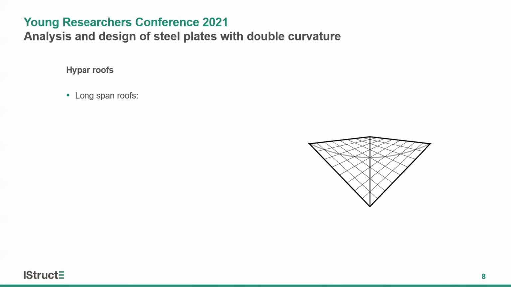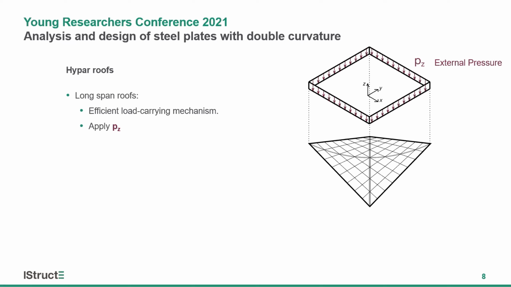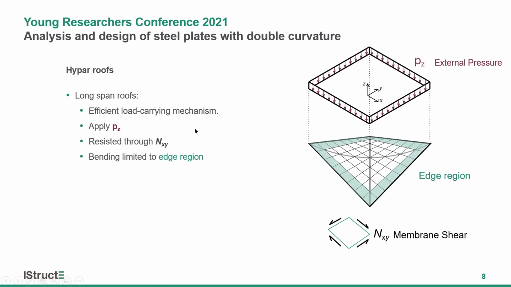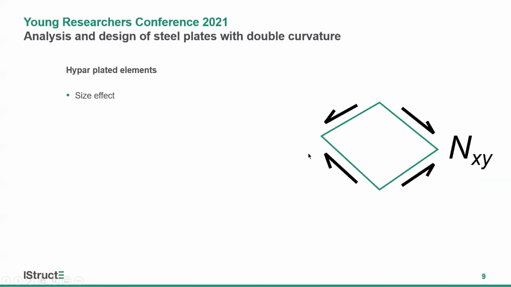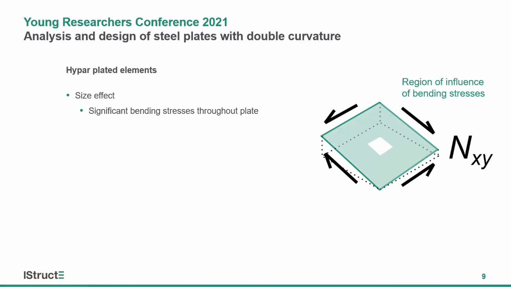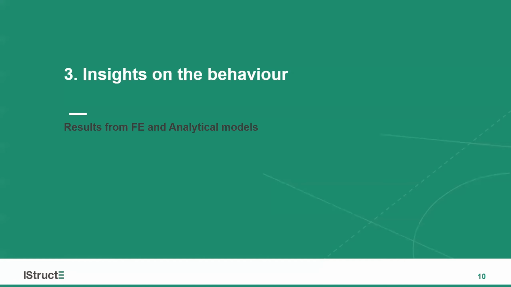Now, hypars in long span roofs are attractive because of a very efficient load carrying mechanism, where when we apply an external pressure force, it's resisted throughout the majority of the shell by membrane shear, with bending limited to a very small edge region. However, in our case, because we're looking at a very small plate, if we zoom into that plate and apply the edge shear to it, we see a size effect where, because of the size of the plate, bending stresses occur throughout the plate from the onset of loading, and membrane stresses are no longer dominant. So what we'll be doing in this presentation is exploring this relationship between the external pressure and the applied shear. We're going to be doing this through numerical models, which I'll introduce now.